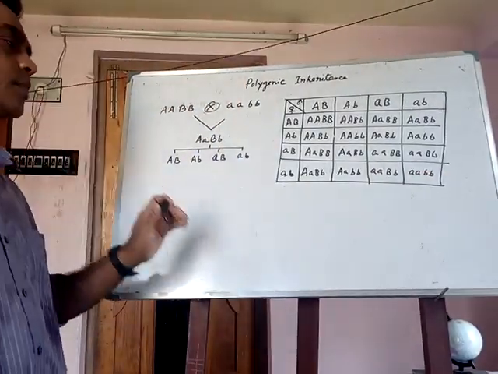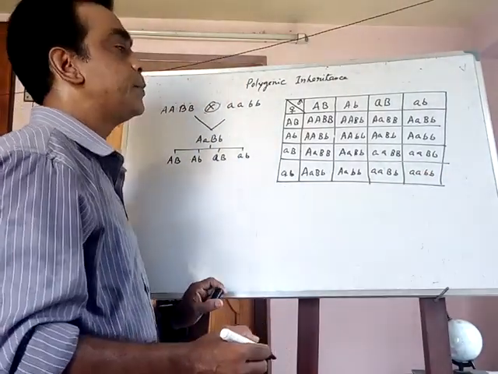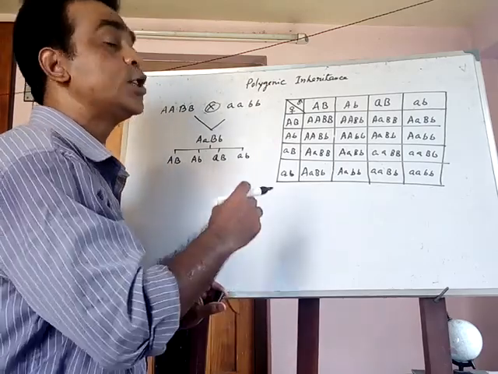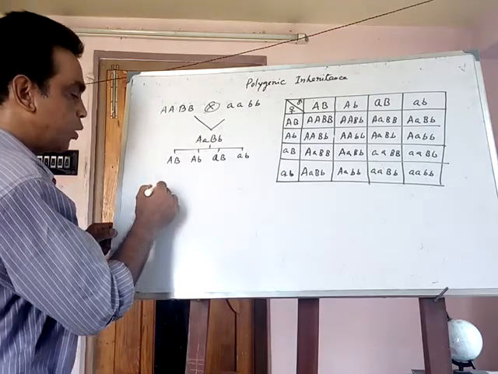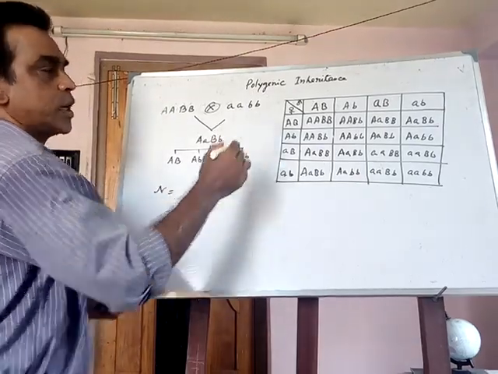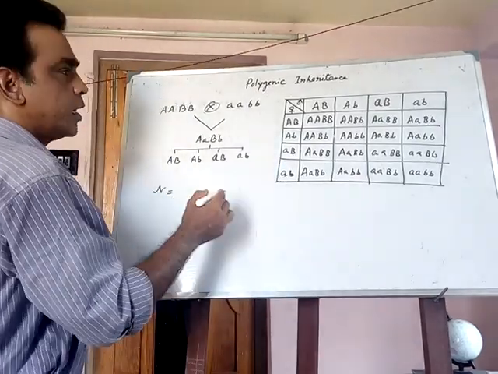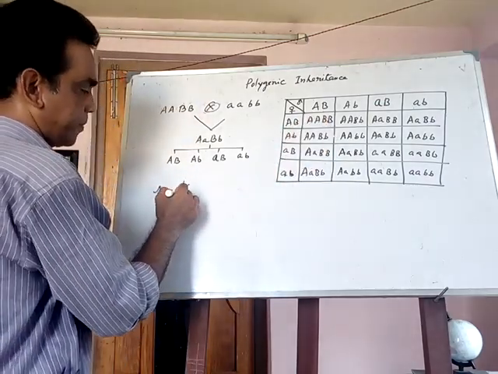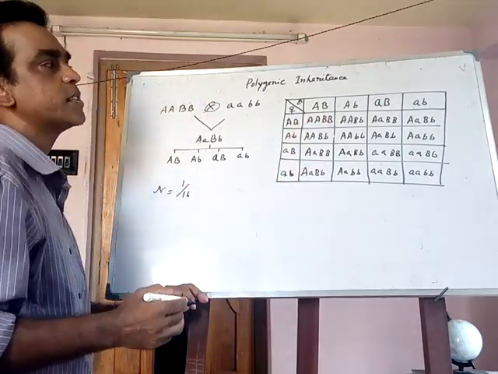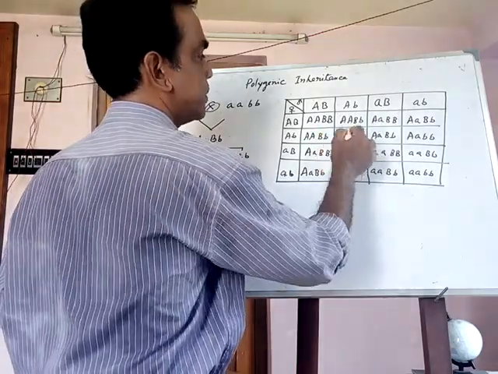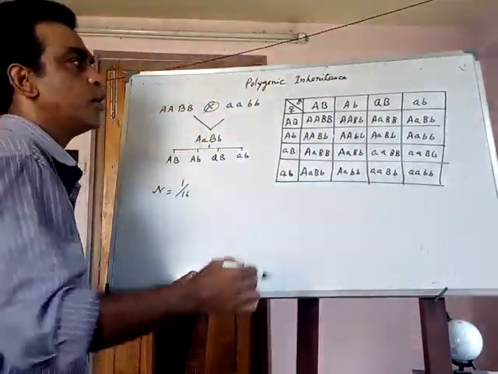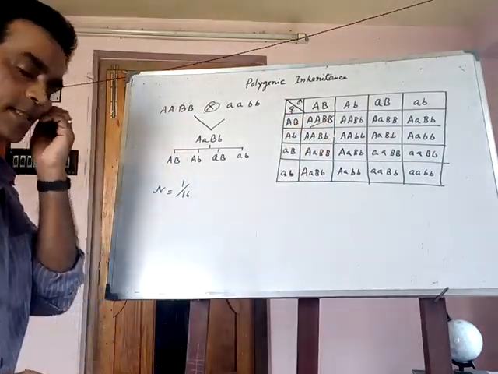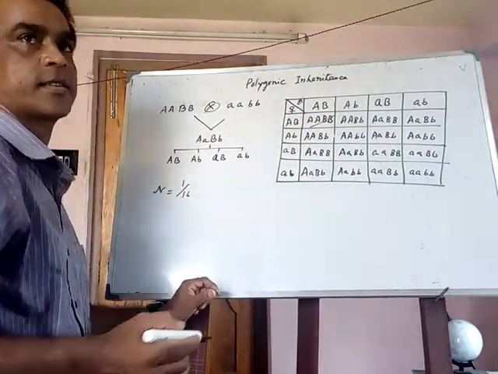Now, when I repeat the genotypic ratio, the total number of Negro is 1/16. Why 1/16? Count 1, 2, 3, up to 16. Only one part out of 16, so 1/16.